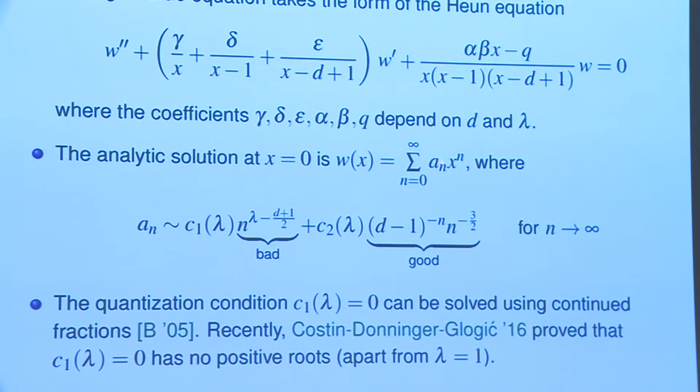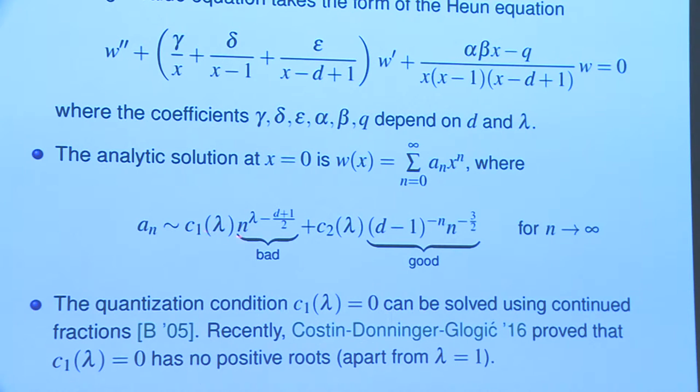And the way to look at smoothness of this power series at 1 is to look at the asymptotics of the coefficients in the expansion. These coefficients satisfy a three-term recurrence relation, which can be solved. And these are asymptotic solutions of these recurrence relations. This is a bad solution: if this coefficient C1 is non-zero, then this won't be smooth at 1, and this is a good solution. So the quantization condition is actually that this coefficient is 0. And this can be used to compute eigenvalues with great precision and confirming this conjecture I showed you.